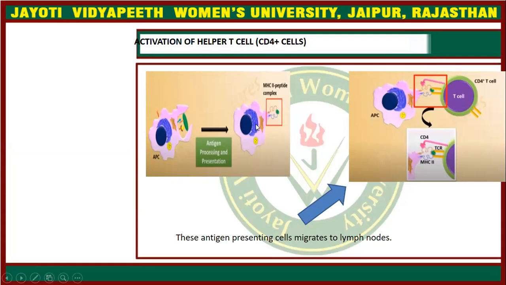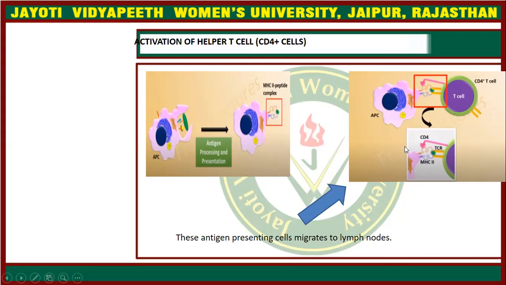Here we can find that this is the antigen presenting cell. On the surface of the antigen presenting cell, there is a specific receptor site for the major histocompatibility complex. This is the site where the major histocompatibility complex binds, and this is the antigen. The antigen is presented by this major histocompatibility complex, this peptide.